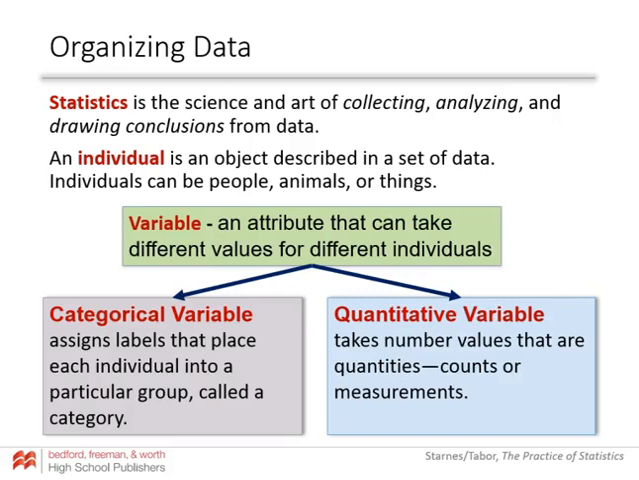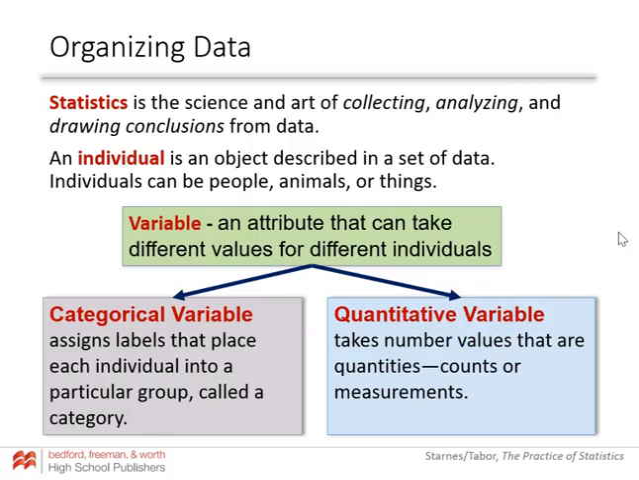Okay, we split variables into two categories. They're either categorical or quantitative. All right, so quantitative is numbers. Anything that is a count or a measure, and categorical is anything that is not.